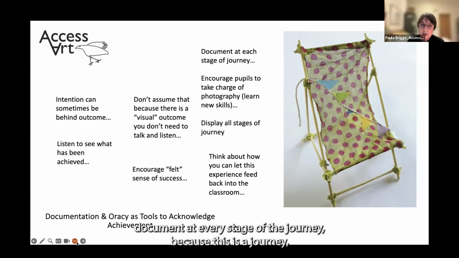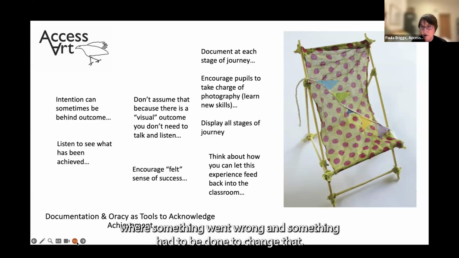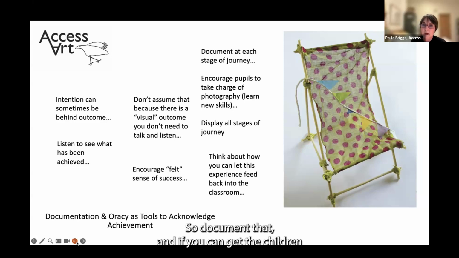Document at every stage of the journey, because this is a journey. So you're not just looking at the end result, you are looking at all the stages in between, including all those tangents where something went wrong and something had to be done to change that. So document that, and if you can, get the children to take the photographs as well, because they can easily do that and they can learn a new skill at the same time.